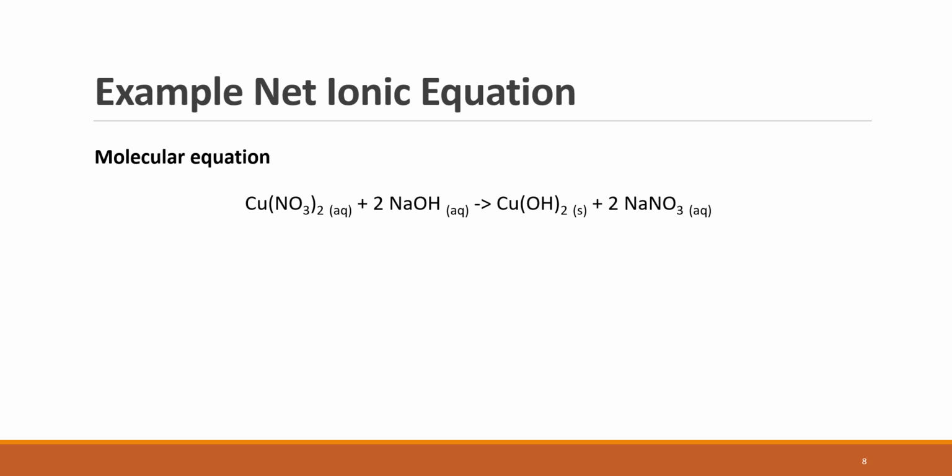Let's look at another example with actual compounds instead of the arbitrary A, B, and C, D. So here we have copper 2 nitrate reacting with sodium hydroxide to form copper 2 hydroxide and sodium nitrate. So all the compounds that have an AQ by them, those can be separated into their ions. So the only one we wouldn't separate out would be this copper 2 hydroxide solid.